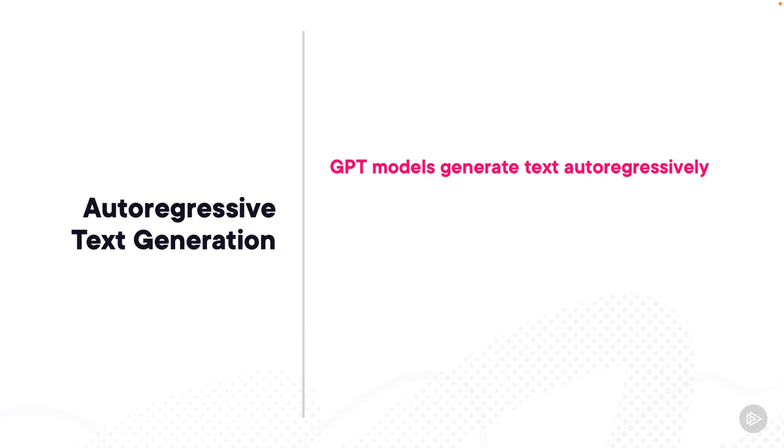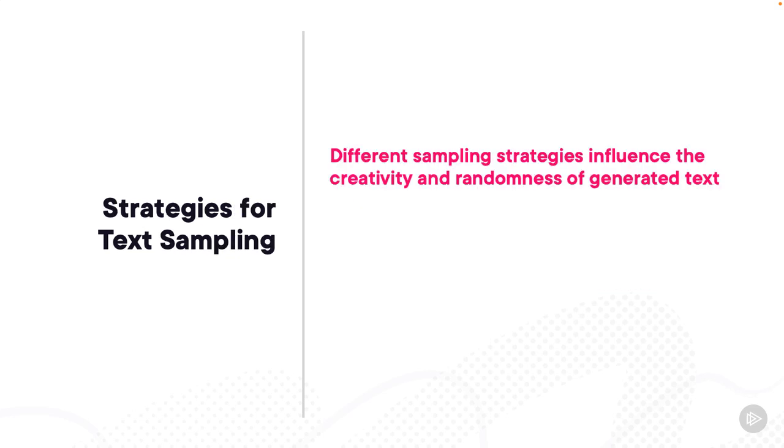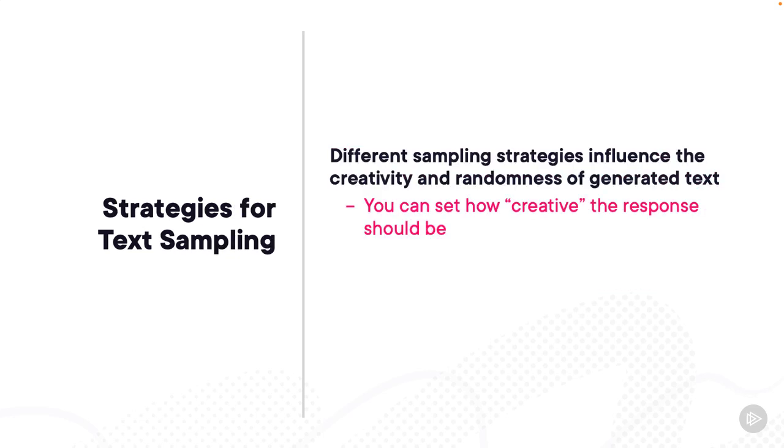GPT models generate text autoregressively, predicting each word based on the preceding words. This process ensures that generated text flows cohesively while maintaining contextual coherence. Different sampling strategies influence the creativity and randomness of generated text.